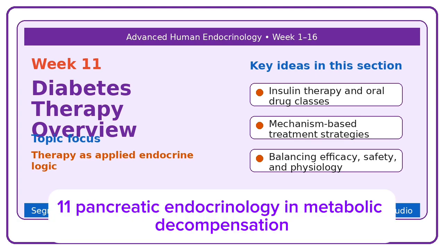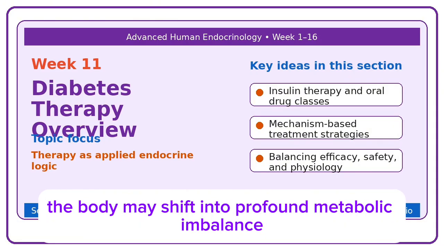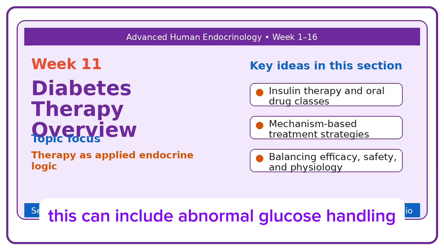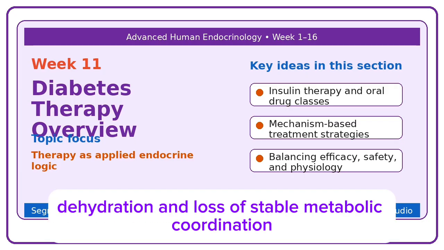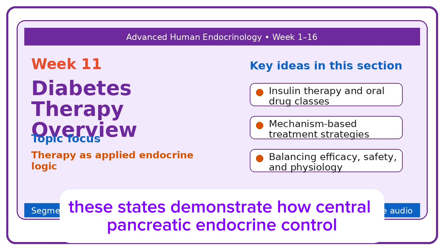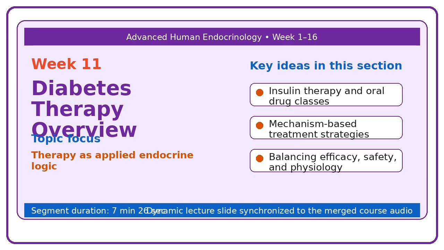11. Pancreatic endocrinology and metabolic decompensation. When pancreatic endocrine control fails severely, the body may shift into profound metabolic imbalance. This can include abnormal glucose handling, abnormal lipid mobilization, dehydration, and loss of stable metabolic coordination. These states demonstrate how central pancreatic endocrine control is to whole body physiology.